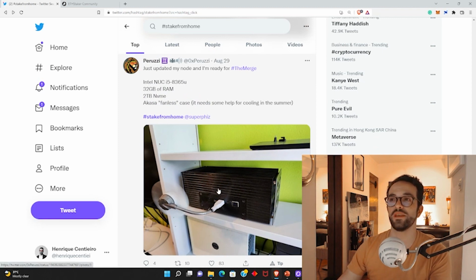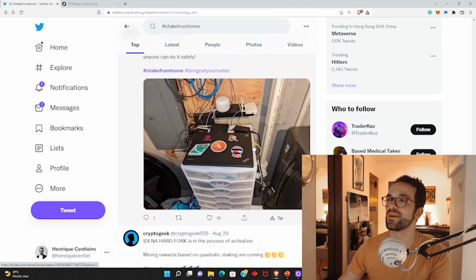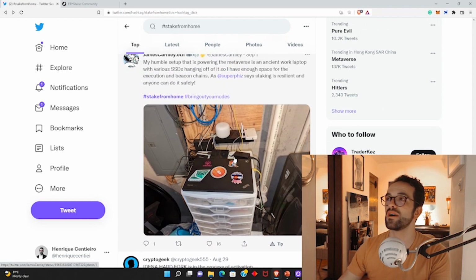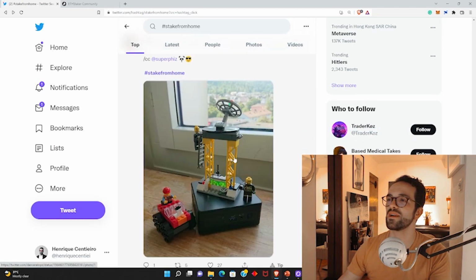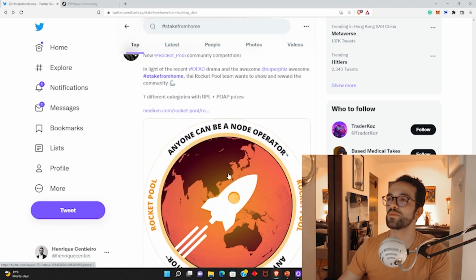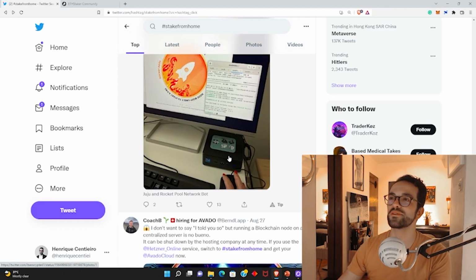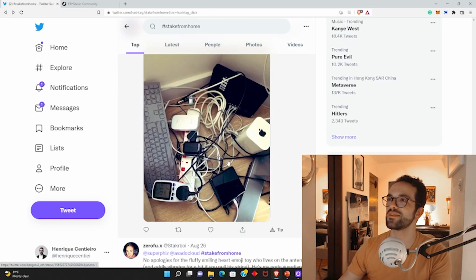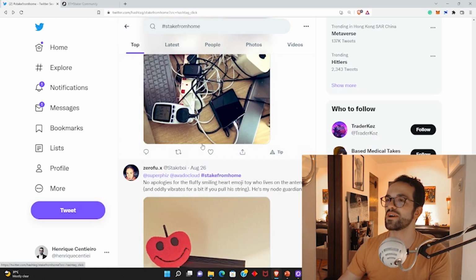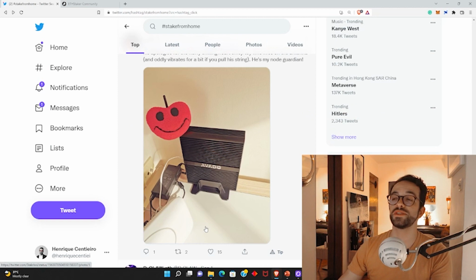Mini, but not so mini, to be honest. 32 gigabytes RAM, 2 terabytes. As I told you, this is really the ideal setup. This seems to be a laptop. Laptop not ideal, but it does the work. Mini computer, mini computer. As you see, a lot of people doing mini computer. What is this? Another mini computer. Oh, this is an Avado.